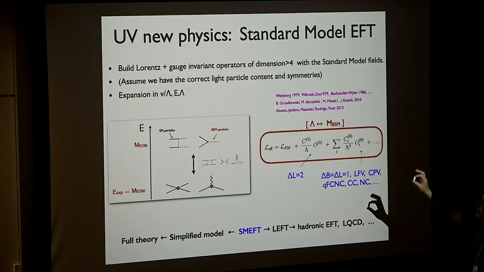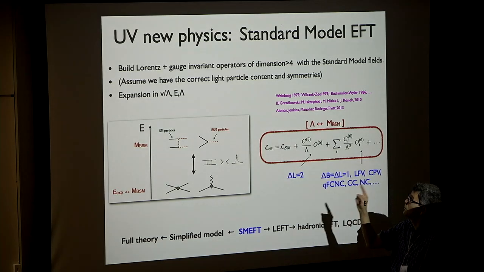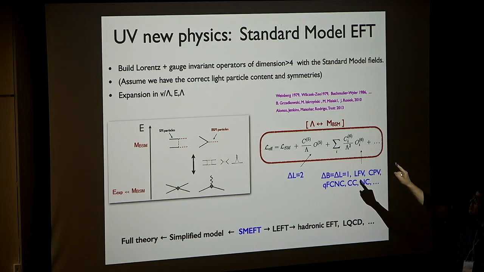Basically, the idea is to continue what we've done so far. Build your Lorentz and gauge invariant operators of dimension greater than 4, though. Don't stop at 4. With the standard model fields and the standard model gauge symmetry. This makes some assumption. It's model independent, but it makes a very important assumption: it assumes that there are no other light degrees of freedom. We've got the right fields, and we've got the right symmetries.